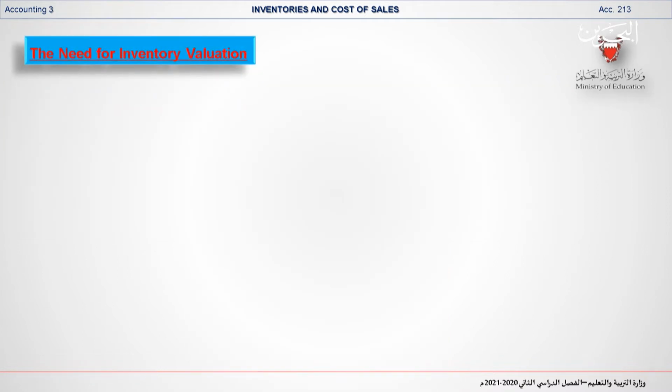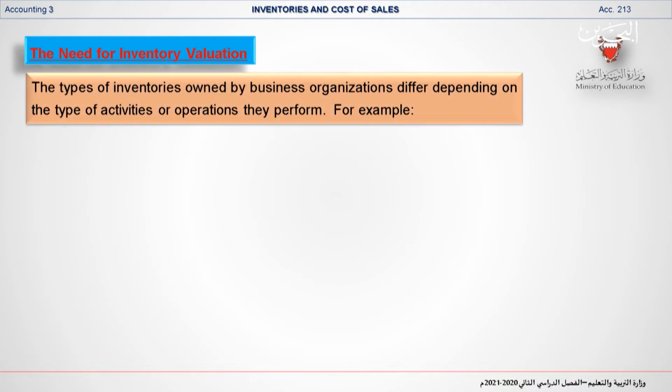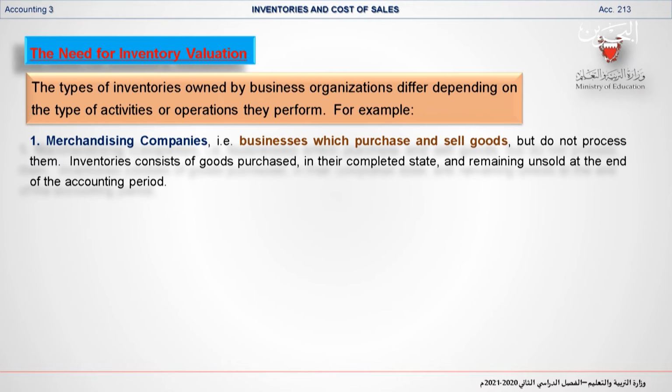The need for inventory valuation. Keep in mind that there is more than one type of inventory owned by business companies, and this depends on the type of activities or operations those companies perform. For example, a merchandising company purchases finished products and resells them to customers. Consider your local grocery store or retail clothing store. Both of these are merchandising businesses.